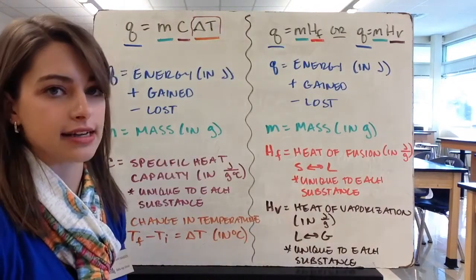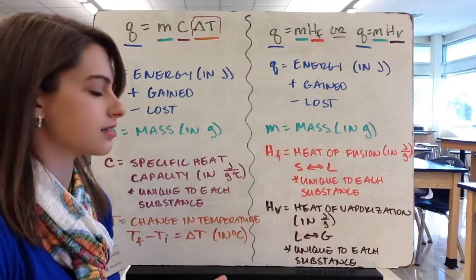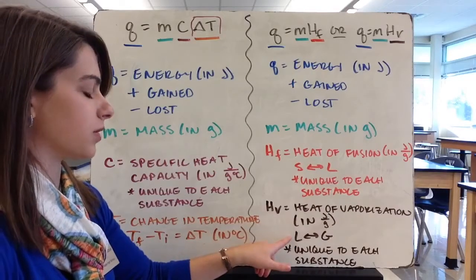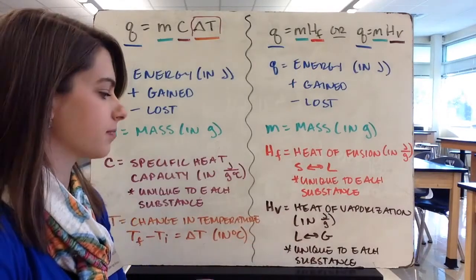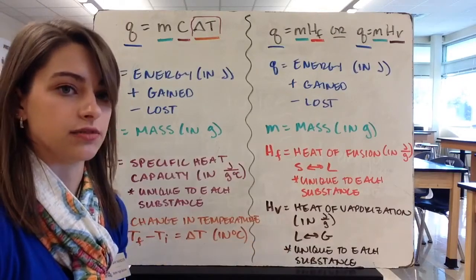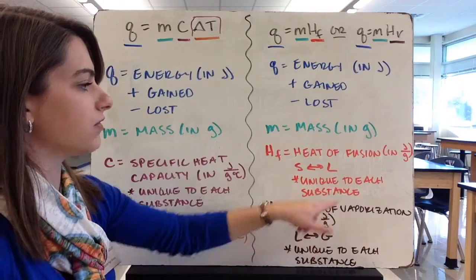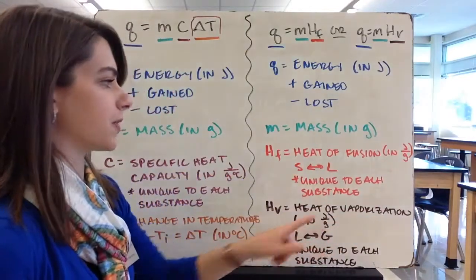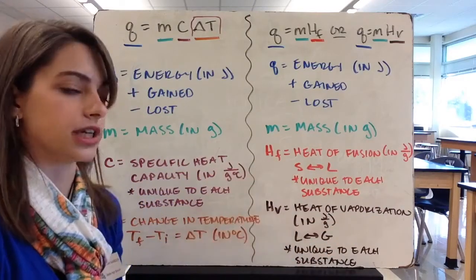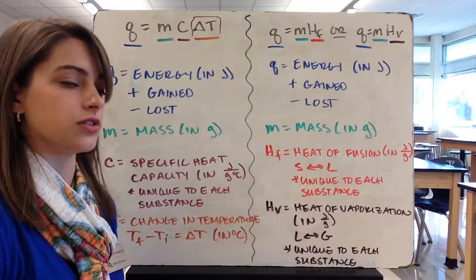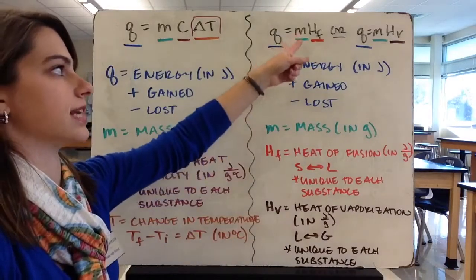We say that we vaporize something when we're going from a liquid to a gas. So we use heat of vaporization when we're going between the liquid and the gas state. And again, it's unique to each individual substance. The units for both of these are the same. They're joules per gram. It's just a matter of which one are you going to use. Are you going to use heat of fusion or are you going to use heat of vaporization in your Q equals M times H?